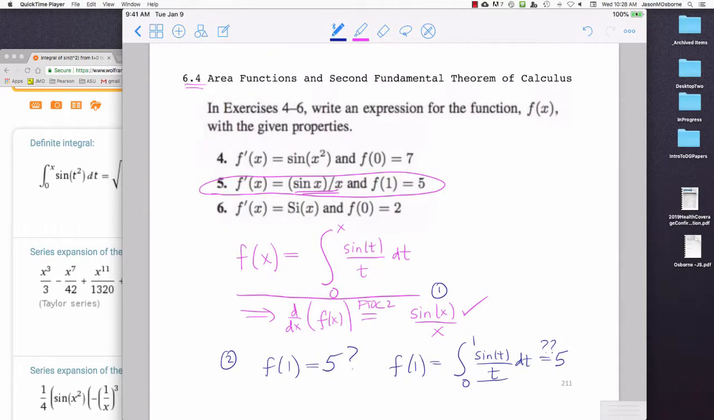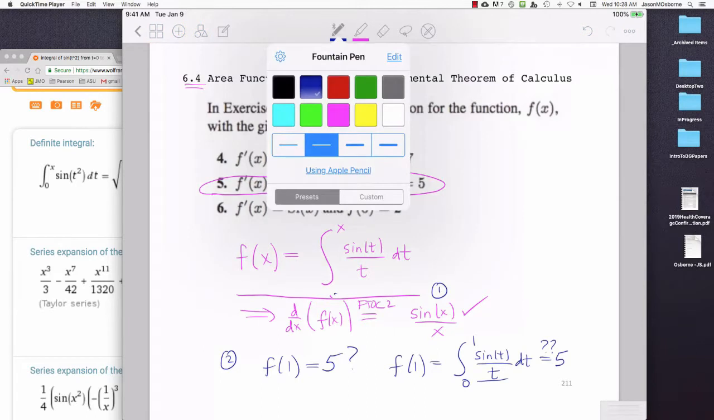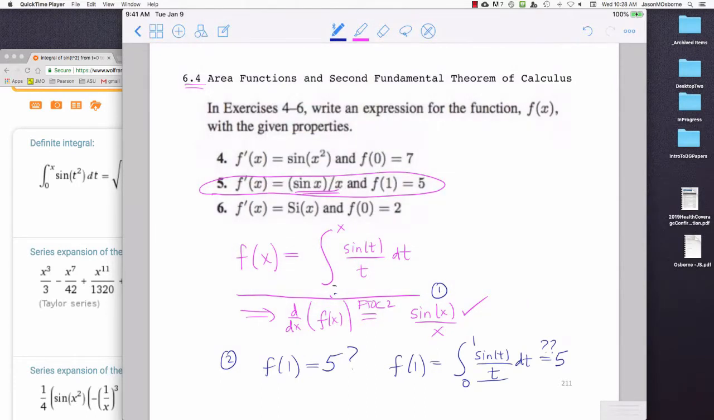Okay? So the question is, is there an easier way to find a function whose value at 1 is equal to 5? Okay? Well, the second fundamental theorem of calculus does not require that you have to have a 0 here. You can put any number a. Okay? And how about if we put a is equal to 1?